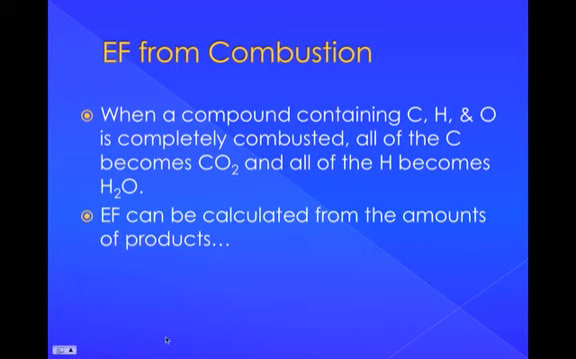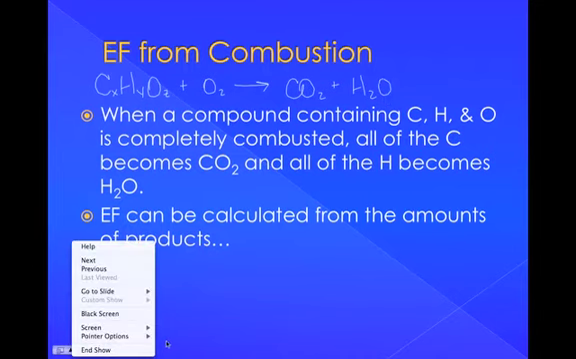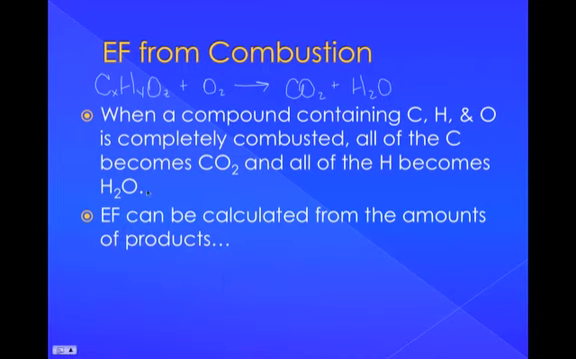Starting with the empirical formula, figuring out the empirical formula of an organic compound, a carbon, hydrogen, oxygen containing compound that was combusted. Basically, the way that it works is, if you have a compound containing carbon, hydrogen, and oxygen, and you combust it, meaning you react it with oxygen, you're going to produce CO2 and H2O. And we know that all of the carbon from our unknown compound is going to go into the carbon dioxide.